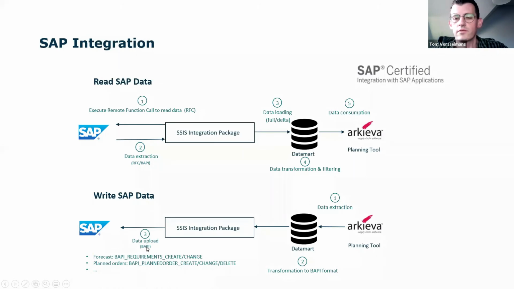And there we typically leverage the BAPIs of SAP. For example, to upload forecast, there is a BAPI to upload independent requirements, which we then use to create the forecast in the target system.